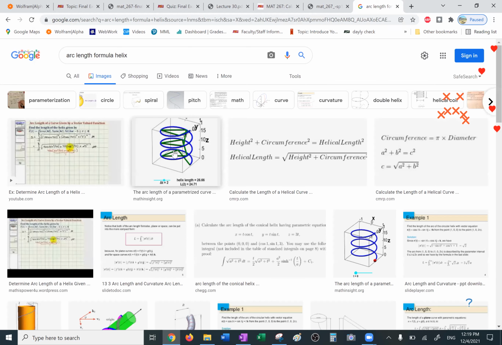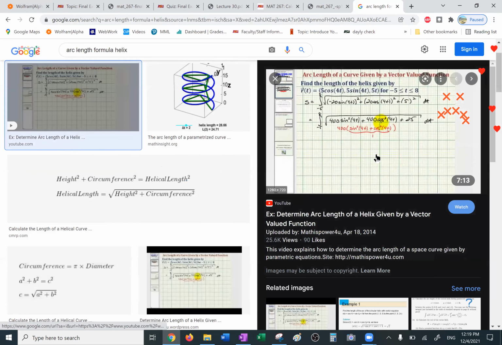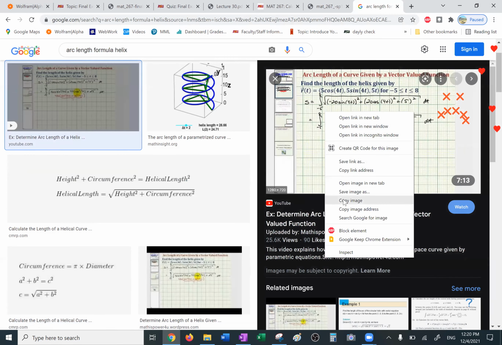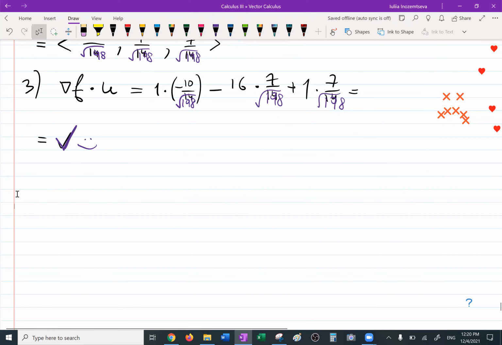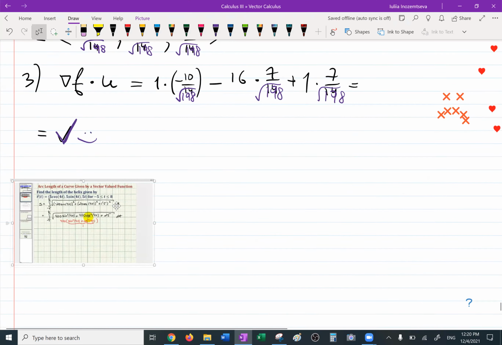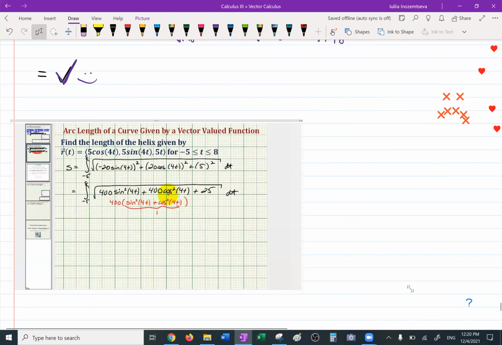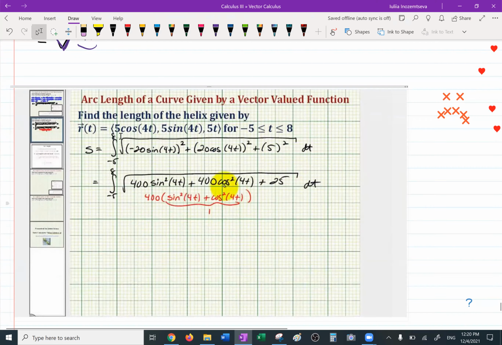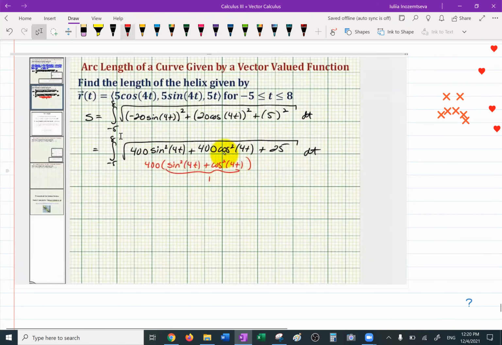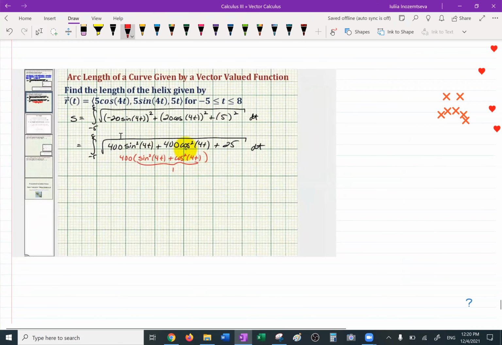It's the parametrization formula. Remember we did that? And then we had this. Yeah, exactly. Oh, that's a good example, actually. Look at that, I just found a good example. So, let's see. Find the length of the helix given by. Look at that. I told you, it's a good example, actually. You just need to remember what to do.